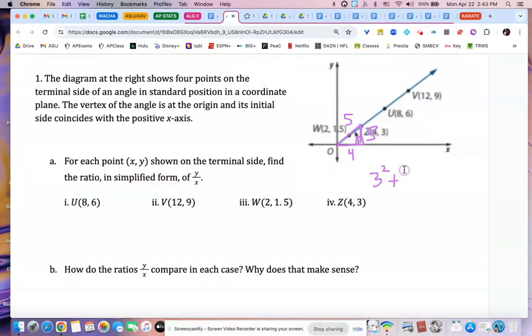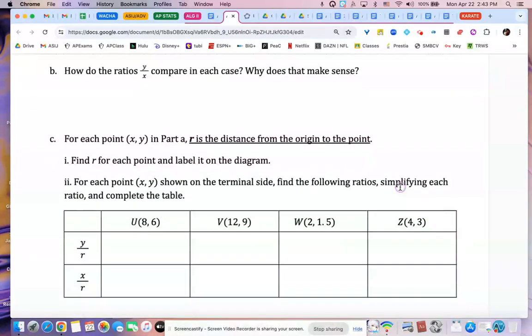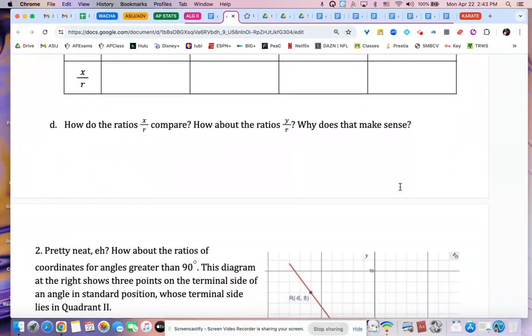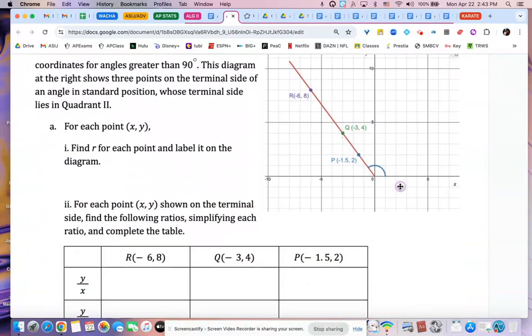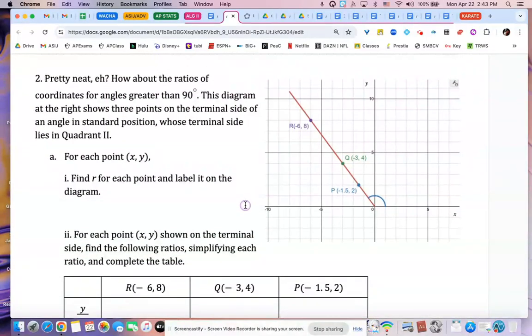3 squared plus 4 squared equals hypotenuse squared. You'll find out that it turns out to be 5. So if you solve it, 9 and 16 is 25, and the square root of 25 is 5, right? But we want you to start memorizing the Pythagorean triples: 3, 4, 5, and 5, 12, 13. Okay, so I'm just going to move on. That's really for you to explore a little deeper if you need to.